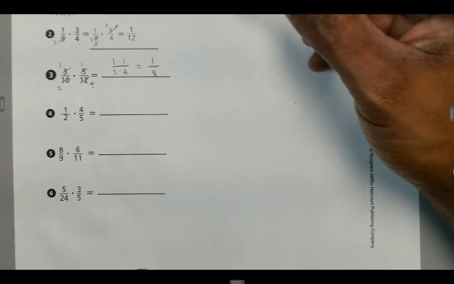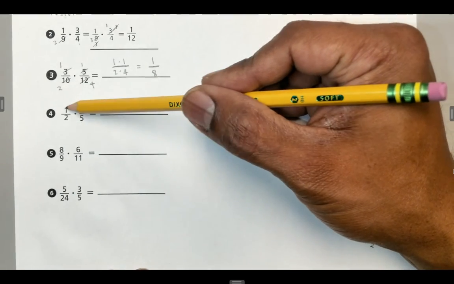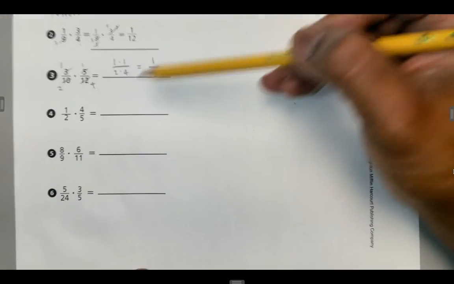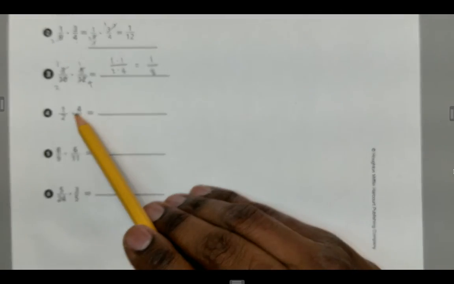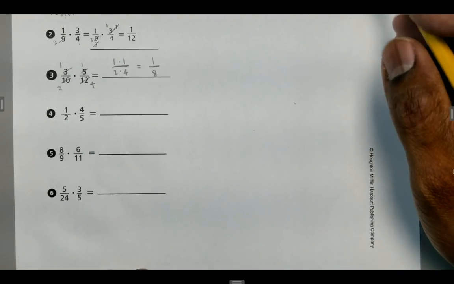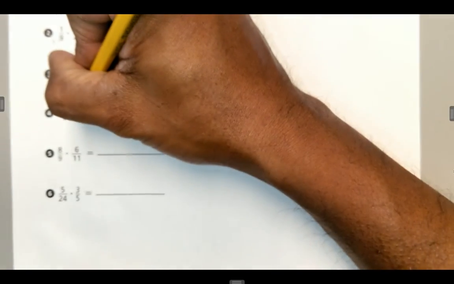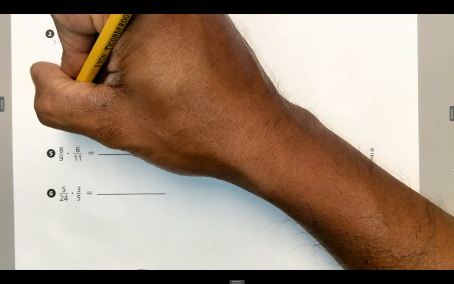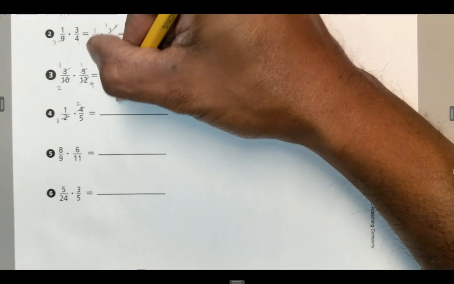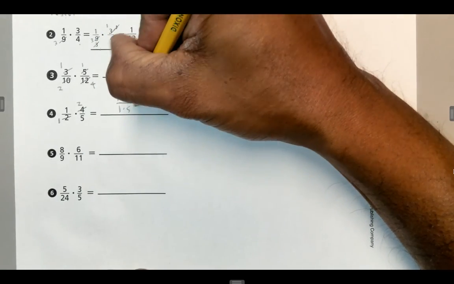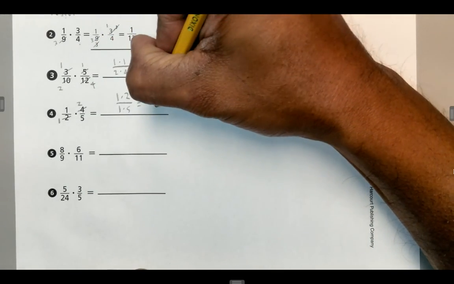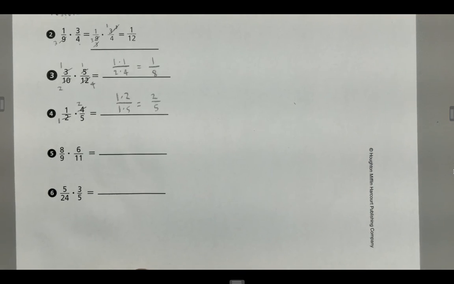1/2 times 4/5. 1 and 5. Greatest common factor shared is 1. 2 and 4. 2 goes into both numbers. 2 goes into 4 twice. 2 goes into itself once. This becomes 1 times 2 across the top, 1 times 5 across the bottom. We get a final answer of 2/5.